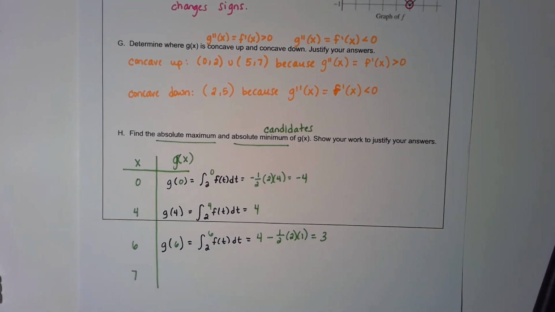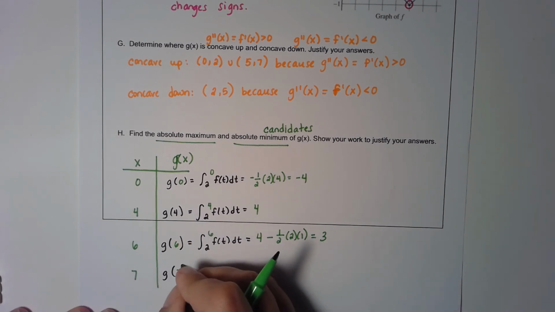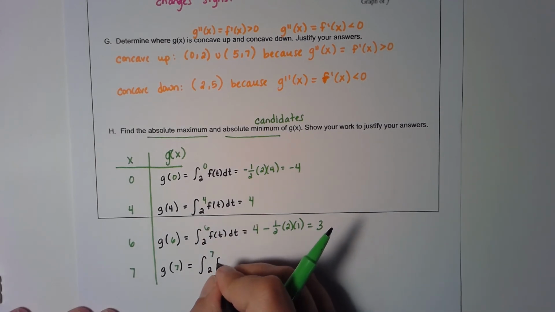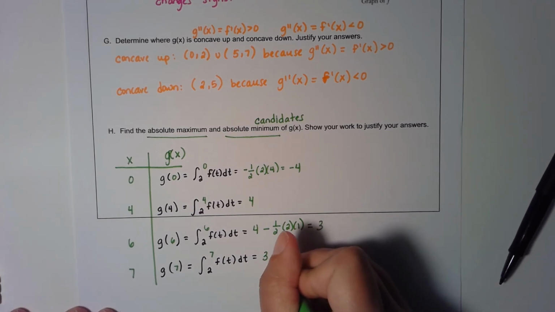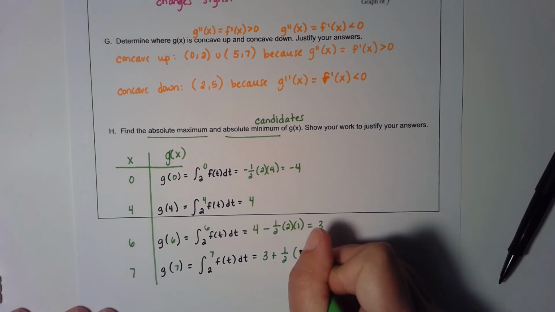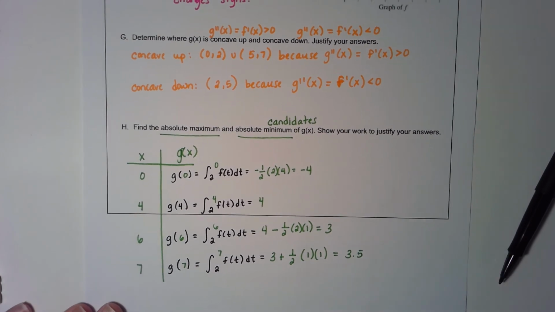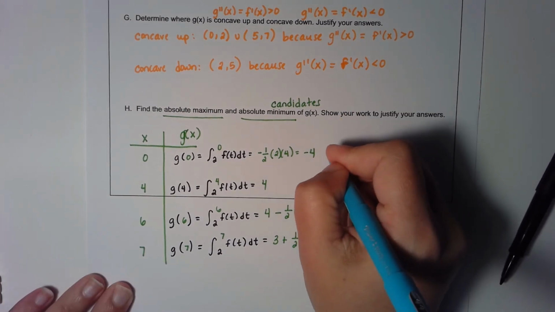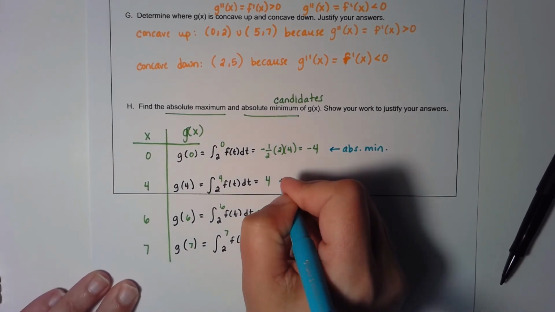And last but not least, g of 7, which is the integral from 2 to 7 of f of t dt, which is going to be the area I just found plus that little triangle that's above. So 1/2 times 1 times another 1, which is going to be 3.5. What that means is that the absolute smallest that this goes, the lowest number, is going to be at 0. And the highest that this goes is going to be at 4.